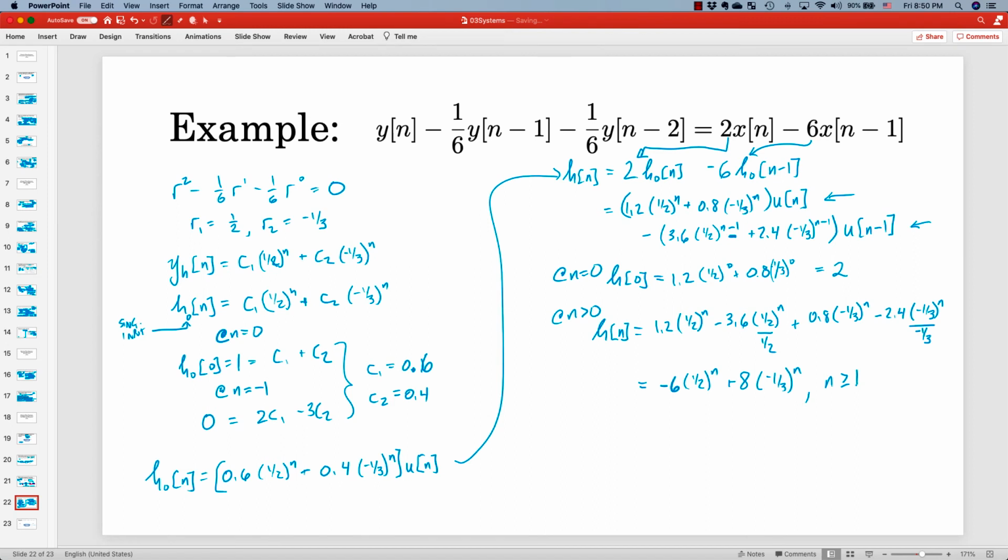But the cool thing is that at n equals 0, this reduces to -6 plus 8, which is actually what we want. And so this holds for n greater than or equal to 0. So this is a general way to write the impulse response. h of n is negative 6 times 1/2 to the n plus 8 times negative 1/3 to the n. All of that starts at n equals 0. Final answer.